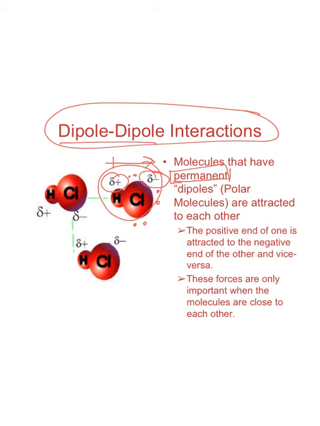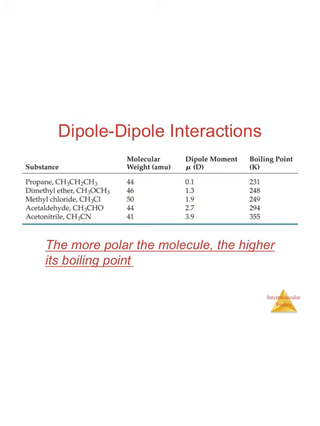And so the positive end of this molecule is going to be attracted to the negative end of the neighboring molecule. This thing in green right here is a type of van der Waals force. It is a dipole-dipole interaction. And this is going to be stronger than the London dispersion force, right? It's going to be stronger. So here are some other dipole-dipole interactions.